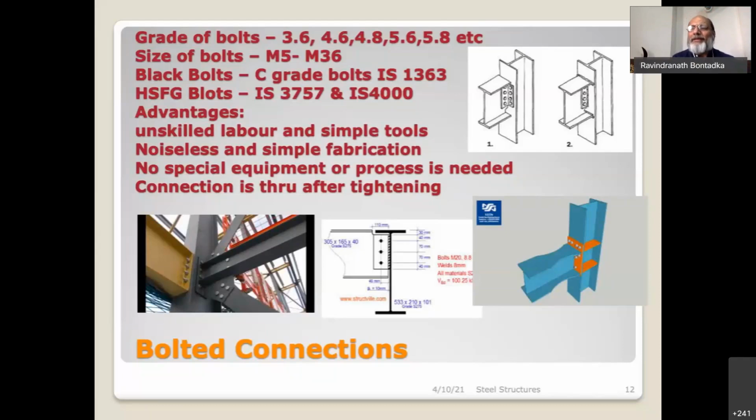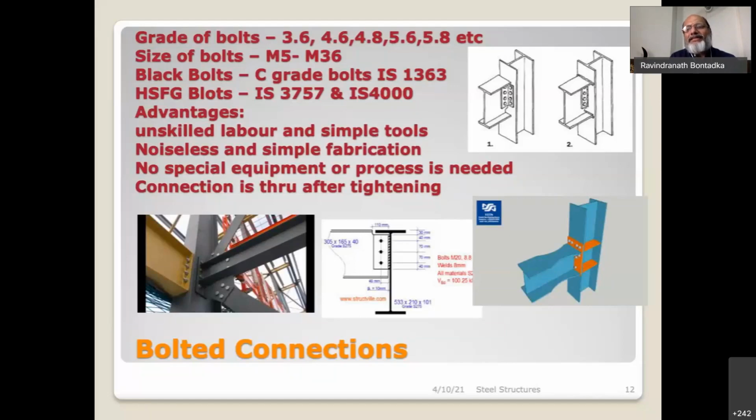Well, that apart, coming to the bolted connections, where we use bolts to connect one member to another member. I'm not going much into the design, because the design of all these things takes one more session itself. That's going to be a different session. But what I want to put across to all is, what are these bolted connections?